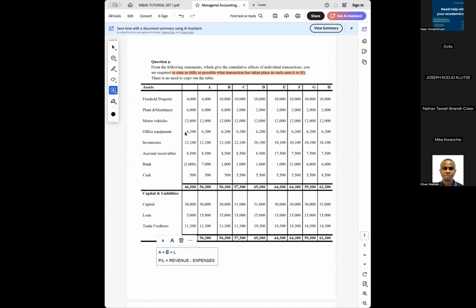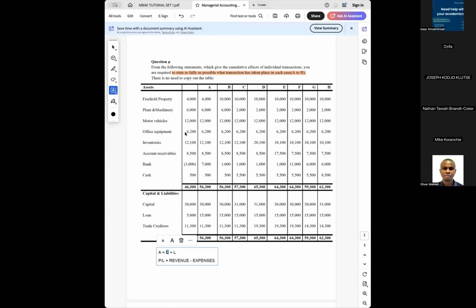If an owner brings in a motor vehicle or a car as his capital, then we will see a rise in capital. Then we will also see a rise in motor vehicle, right?